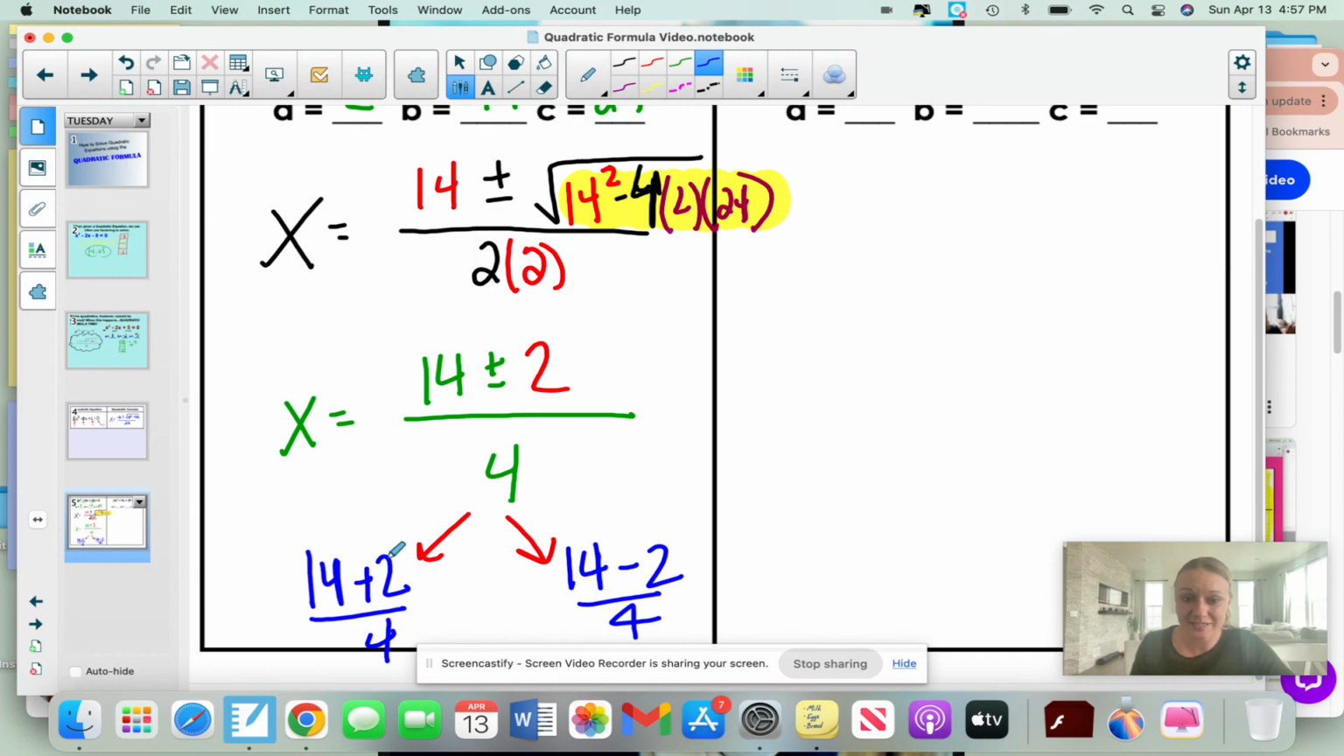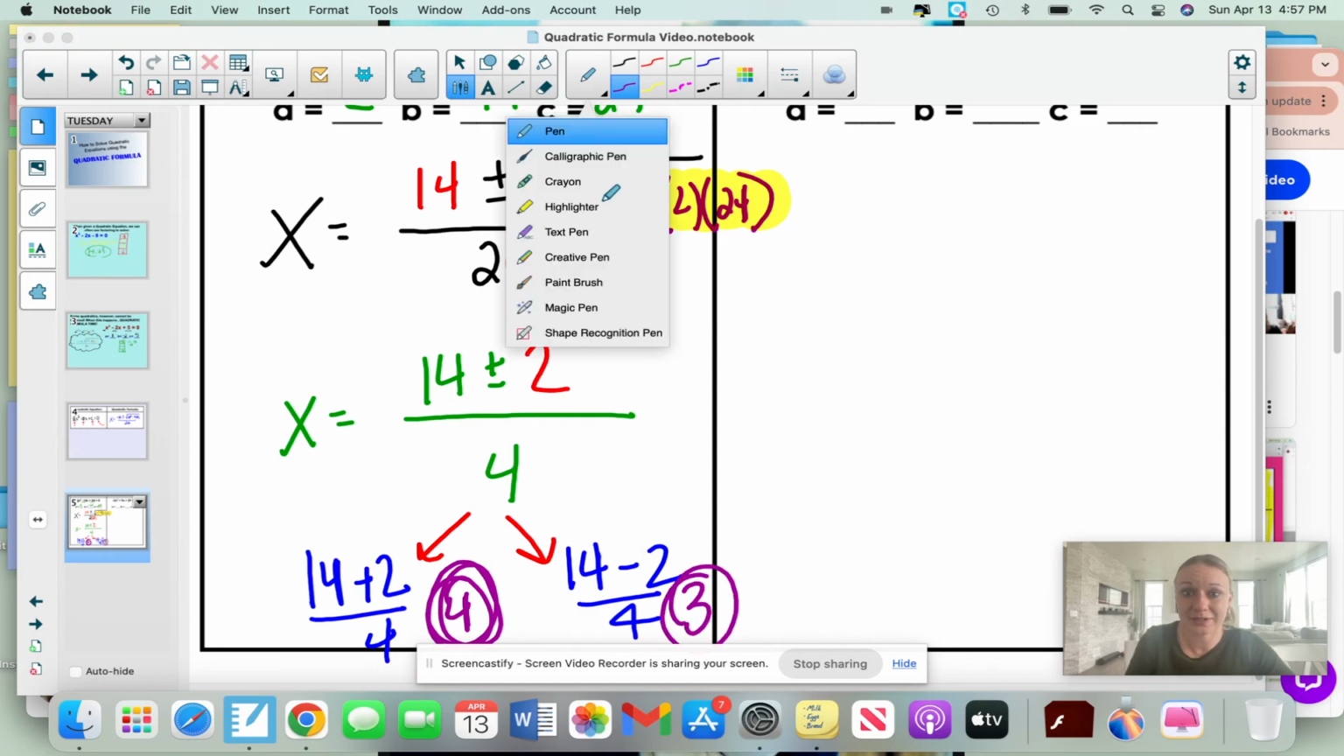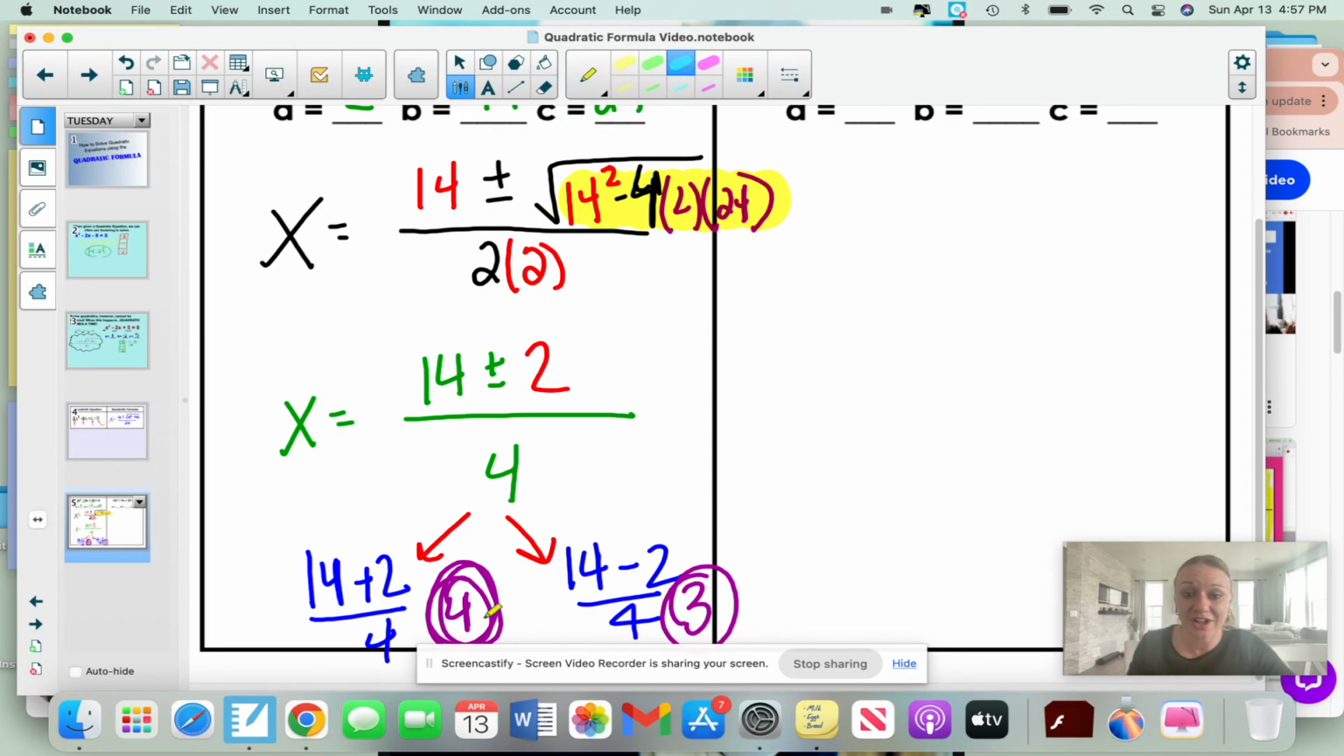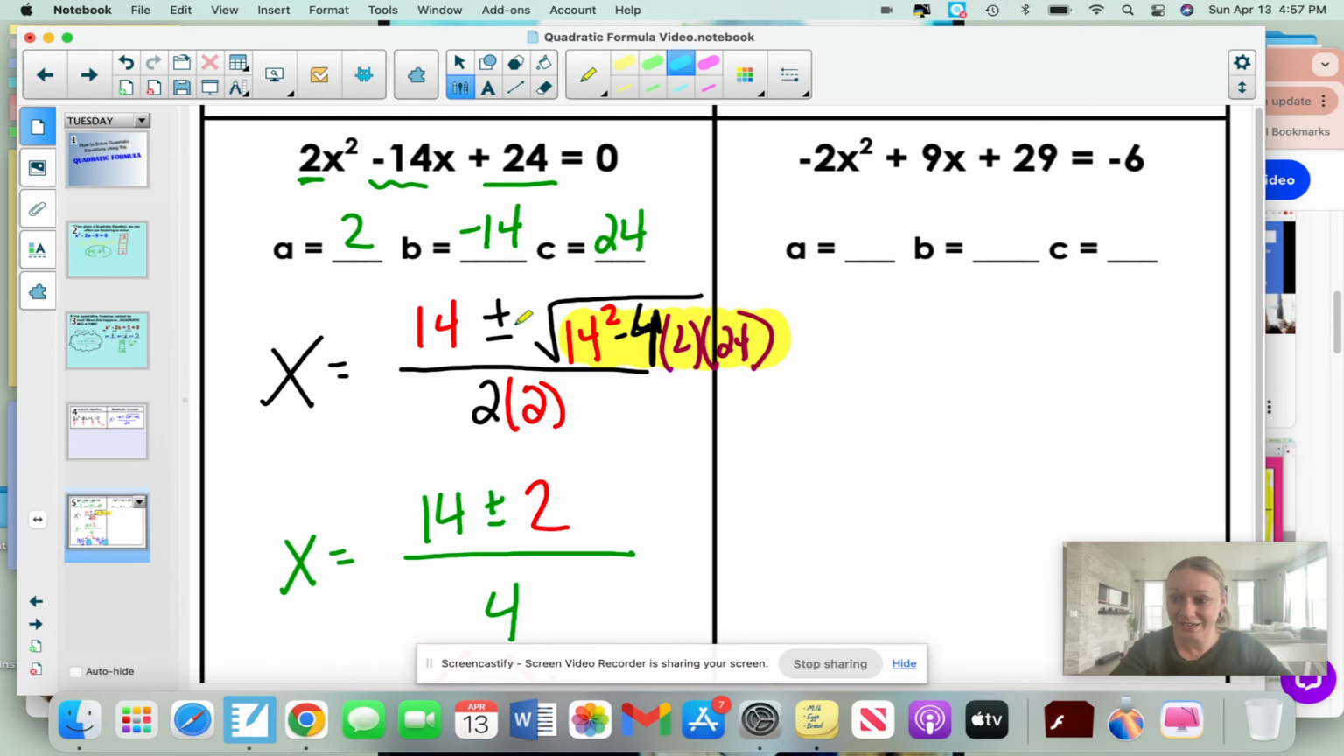At that point, you can probably start to simplify in your head. I know that 14 plus 2 is 16, and 16 divided by 4 is 4. So that's one of my answers. Over here, I know that 14 minus 2 is 12, and 12 divided by 4 is 3. And that's my other answer. And you did it. You just solved a quadratic equation using the quadratic formula. So here's where we started up here. It's really just a lot of simplifying. Okay. It's just a lot of simplifying.